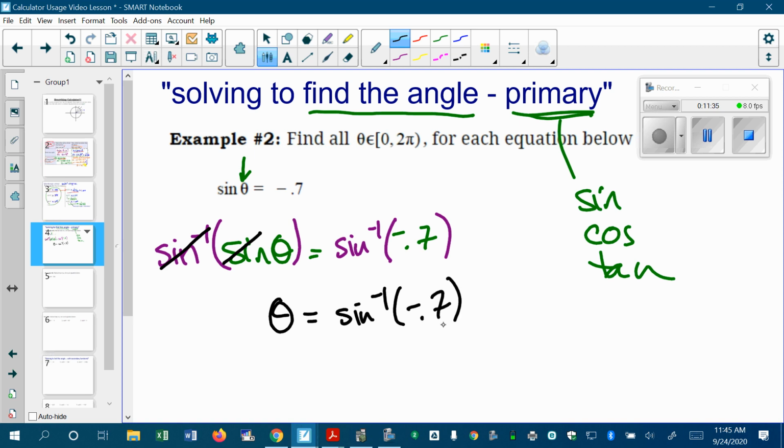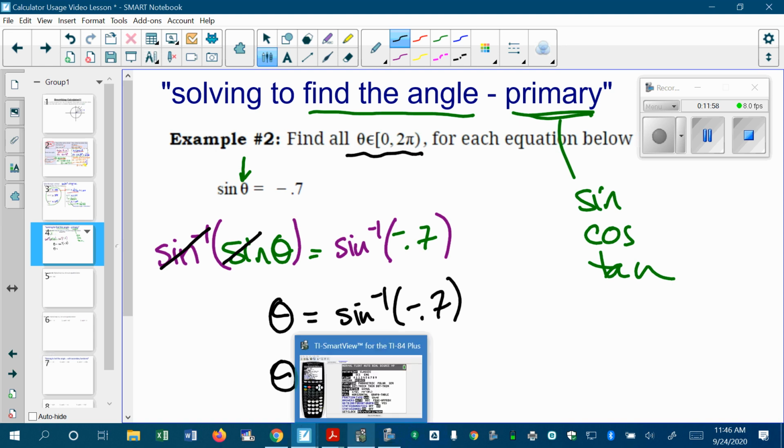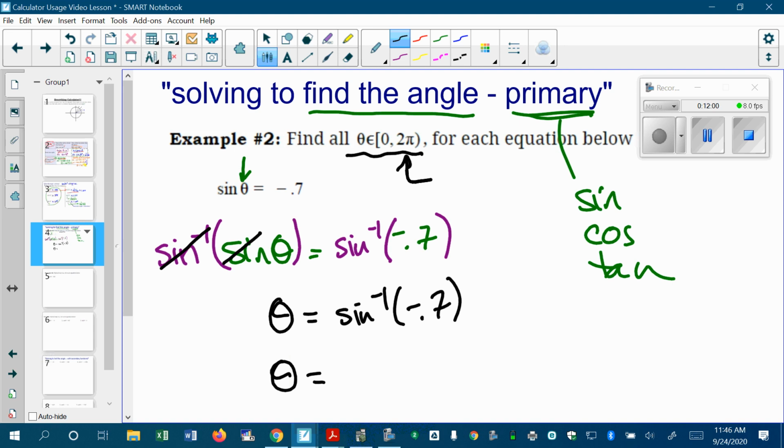Now, there is a little bit of a tricky aspect to this. If you think about the fact that it says here for all angles between 0 and 2 pi, our calculator is just going to give us one answer here. And we have to be smarter than that, all things considered, okay? So I also am noting here that this means we are in radians because it's between 0 and 2 pi.